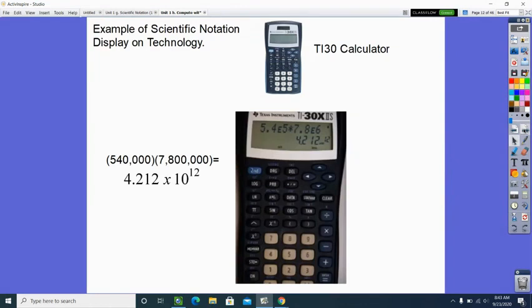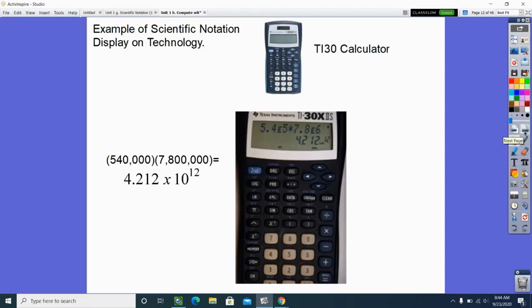Okay, so I just want you to notice something. I'm going to use the TI-30 calculator, but if you were to multiply really big numbers in that calculator, sometimes you'll see a weird output, and you might in the past have gone, what the heck is that? Guys, it's scientific notation. So if you were to multiply 540,000 by 7,800,000, the answer that shows up in the calculator would be 4.212, and down here is a little x10 to the 12. You are now smarter than you've been because that is scientific notation. The calculator is changing it to scientific notation.